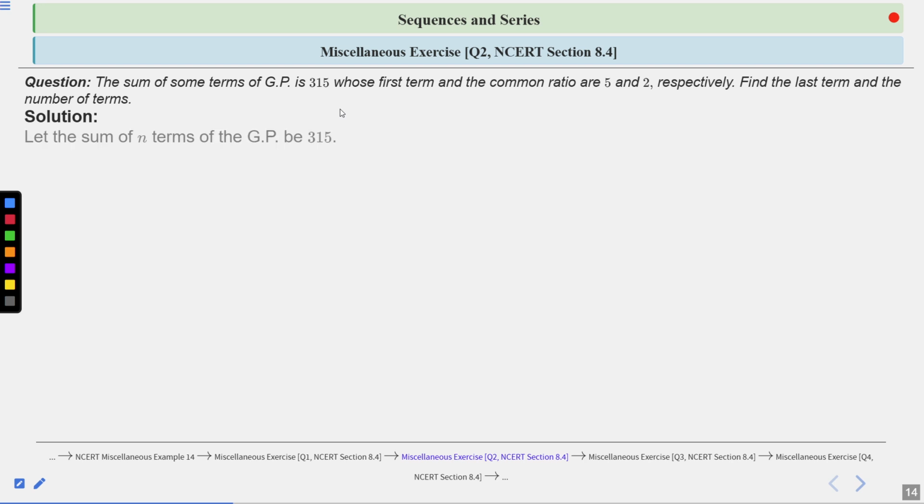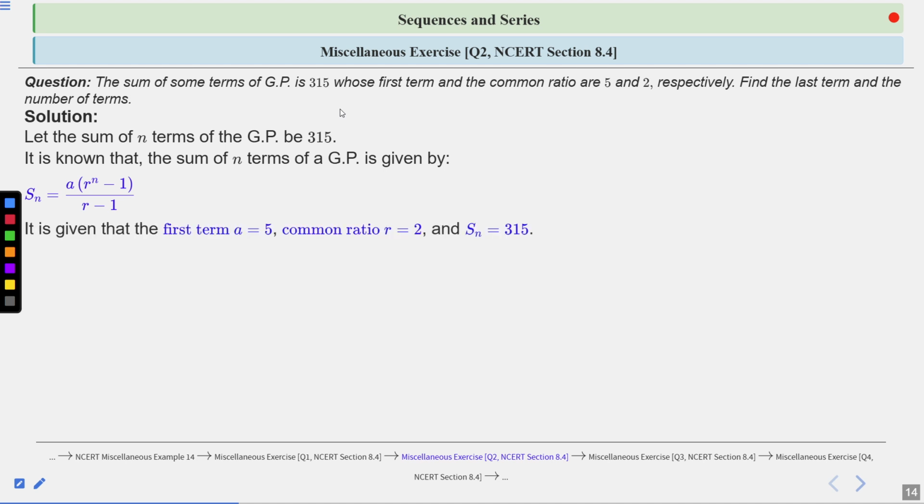Solutions. According to the question, firstly, let the sum of n terms of the geometric progression be 315. And we also know that the sum of n terms of a geometric progression is denoted by Sn. It is known that the sum of n terms is given by Sn equals a times (r power n minus 1) divided by (r minus 1), where a represents the first term and r denotes the common ratio of the geometric progression.